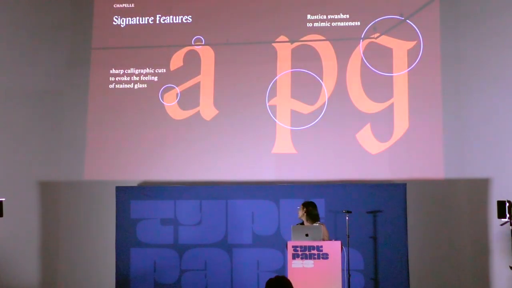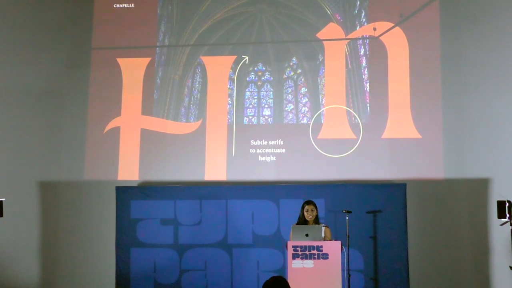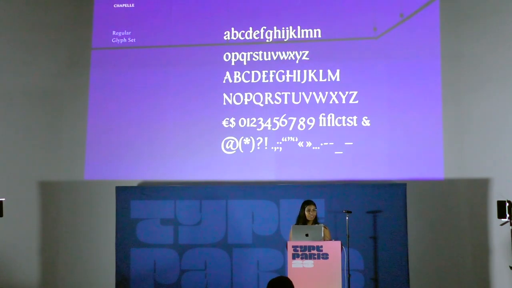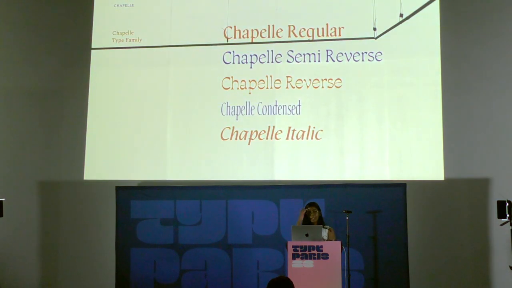And here are the signature features of my typeface. There are sharp calligraphic cuts to evoke the feeling of stained glass. I also retained the Rustica swashes to mimic the ornateness. And the serifs are kept very subtle so that they accentuate the feeling of height again. Here is my regular glyph set, and this is the family that I developed.